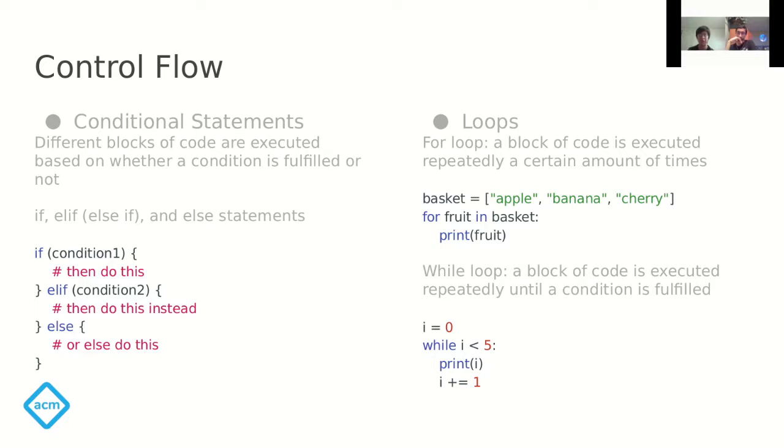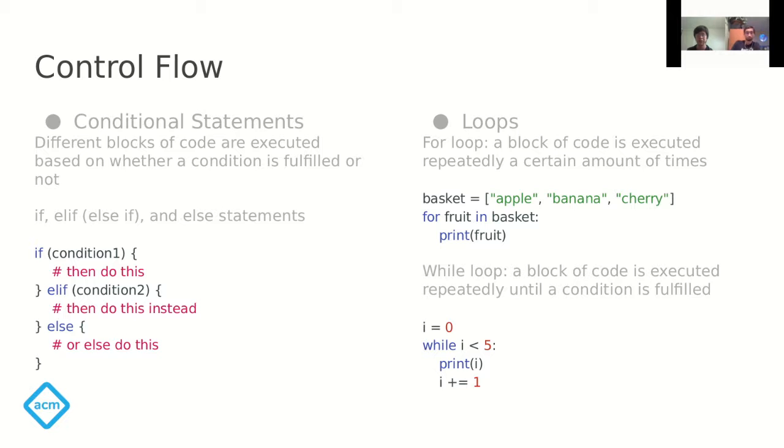Next, we have different types of control flows. The first thing we'll be going over is conditional statements. What this means is that different blocks of code are executed based on whether or not a condition is fulfilled. These statements are known as your if, elif, also known as else if, and your else statements. How this works is you'll have something like this, and basically the code branches off into different blocks of code based on which conditions are fulfilled.